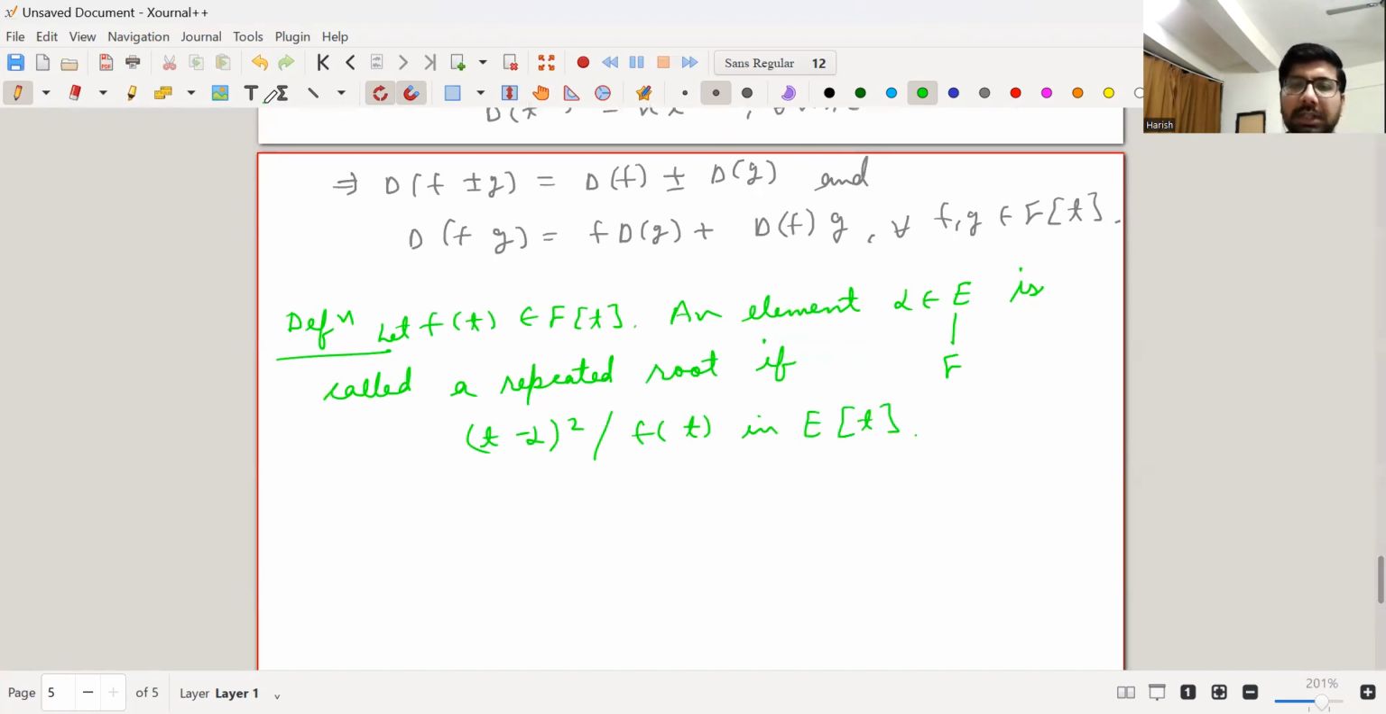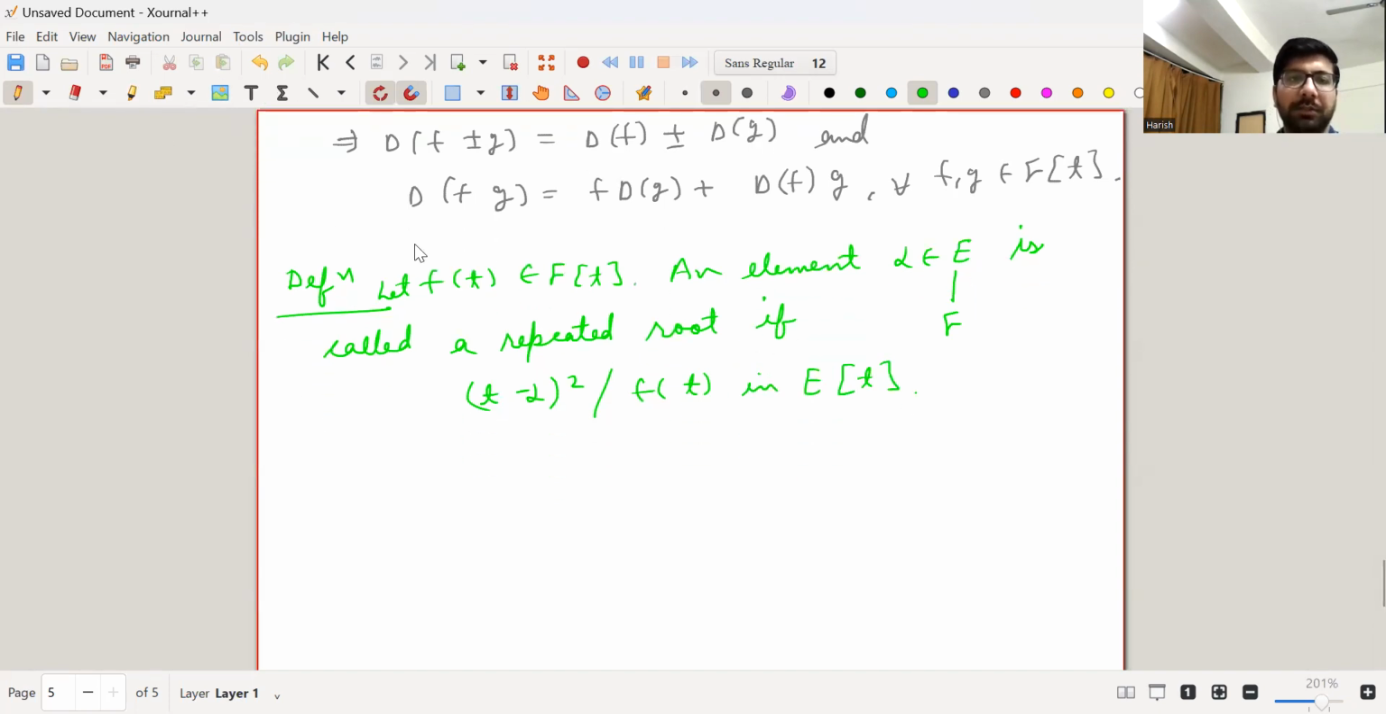Okay, so very similar to the way we used to define it for real valued functions, a repeated root is one where it has a quadratic factor of alpha in some extension E[t]. So in the original field, maybe f(t) may be irreducible, but we have seen that there is an extension where it is reducible into linear factors, and in that extension we may consider all the roots of it, and if it has a repeated root, then the power of t minus alpha must be dividing f(t).